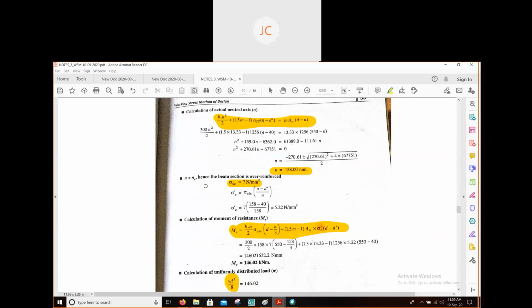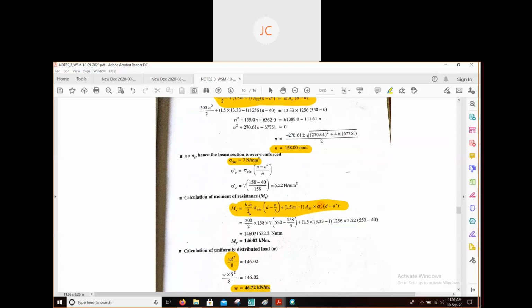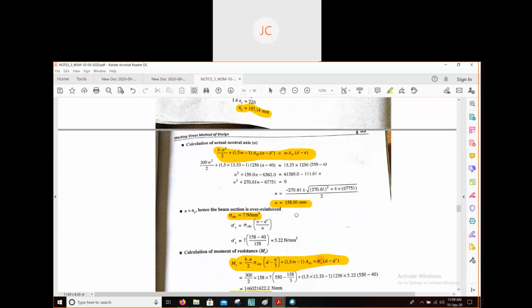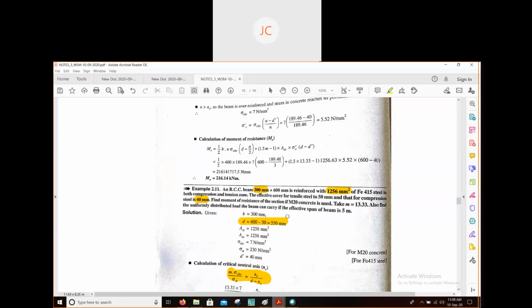After getting the value of N and NC, compare the values. You will get the type of section, and accordingly you will use the formula to find out moment of resistance. Then from the moment of resistance, we can find out the value of UDL. We know that moment of resistance is nothing but the maximum bending moment, and the formula of maximum bending moment is WL square by 8. From this formula, we can find out the value of W, because L is given. Effective span is 5 meter.